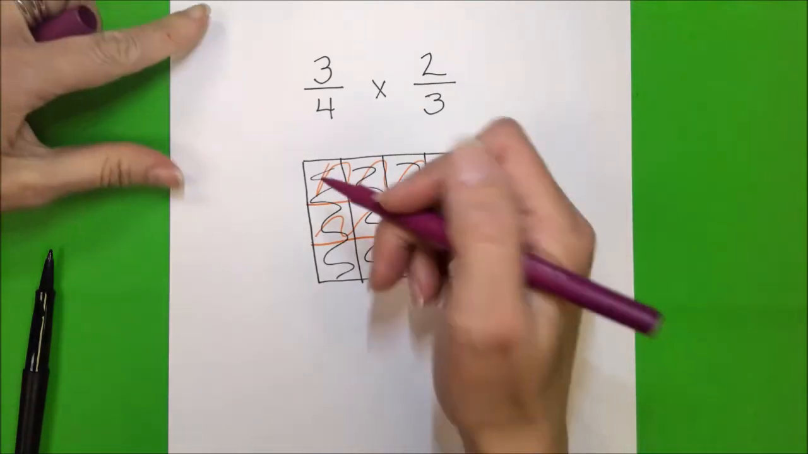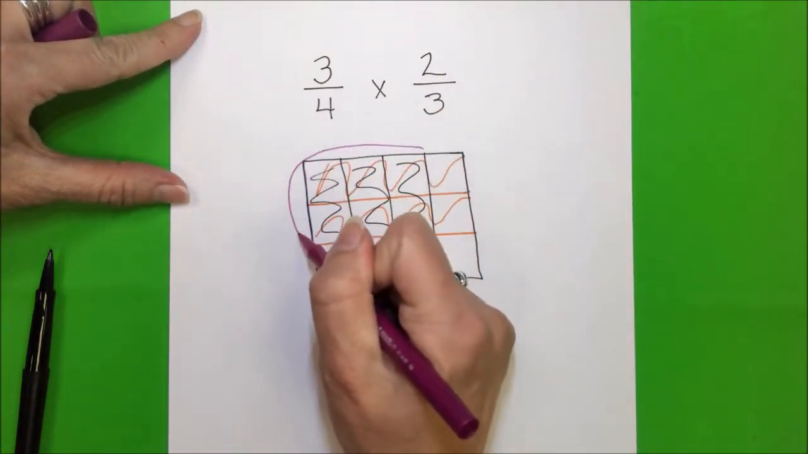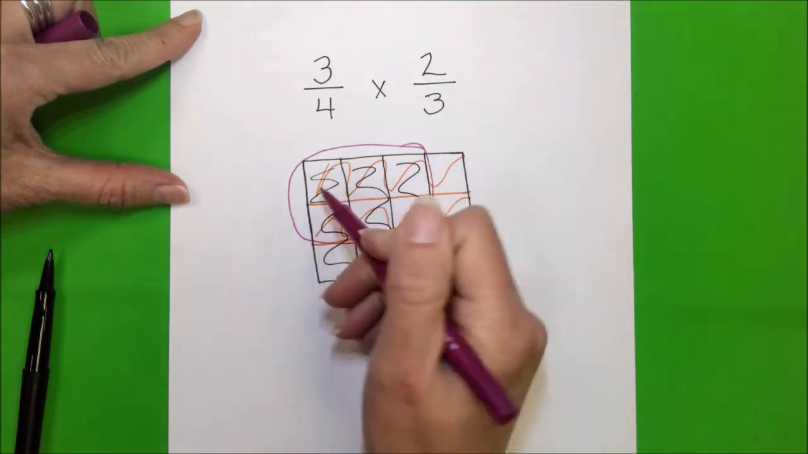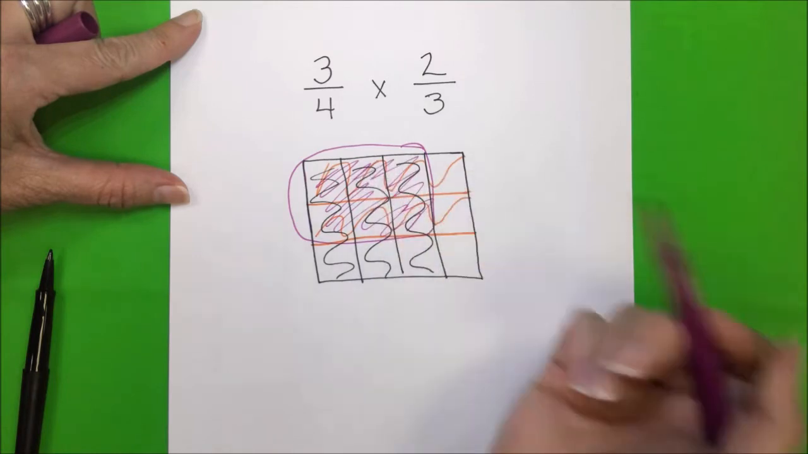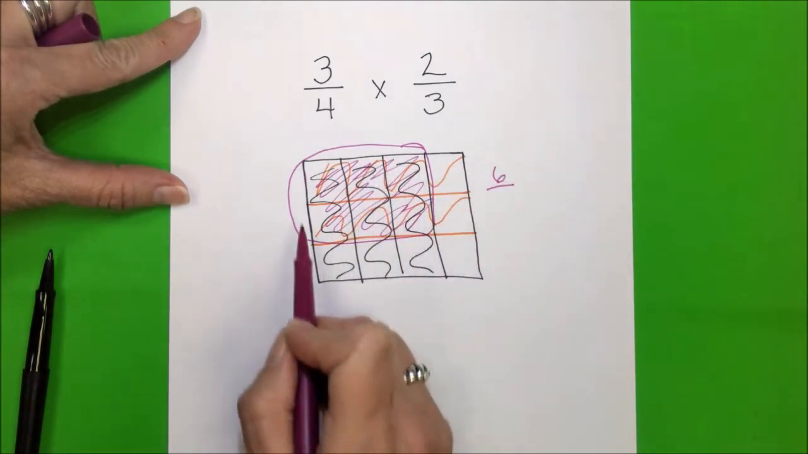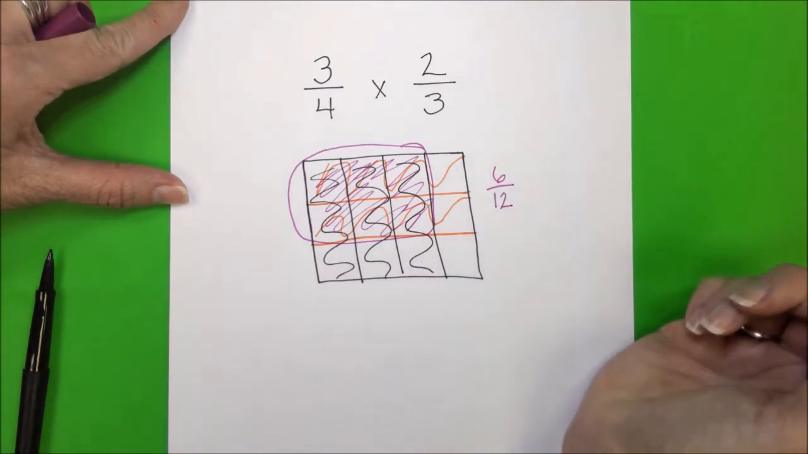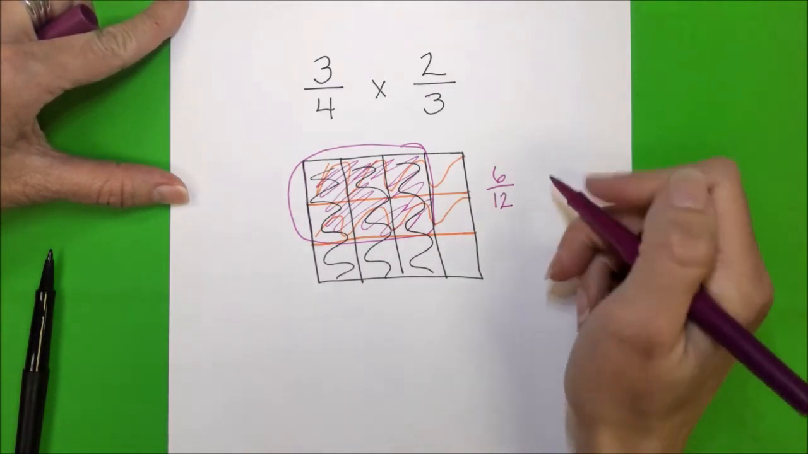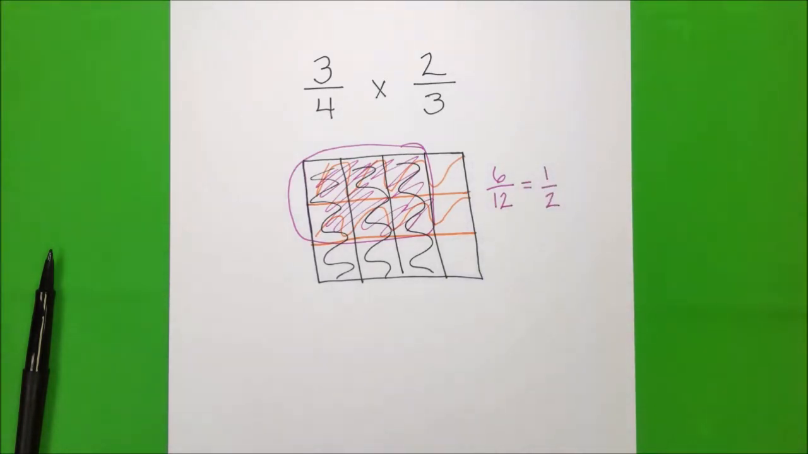Next, I need to look for the double shaded area. The double shaded area tells me the answer, how many pieces I have. I have 6 double shaded pieces, so I'm going to write that down. Out of how many total pieces? 12. And 6/12, well, since my numerator is half my denominator, I can reduce this to be half.